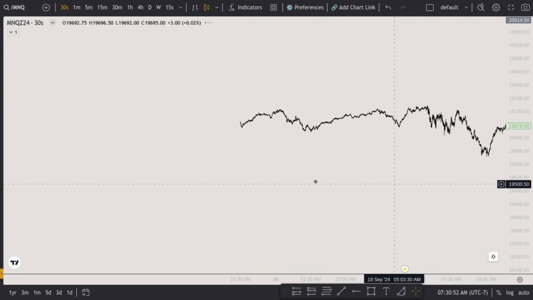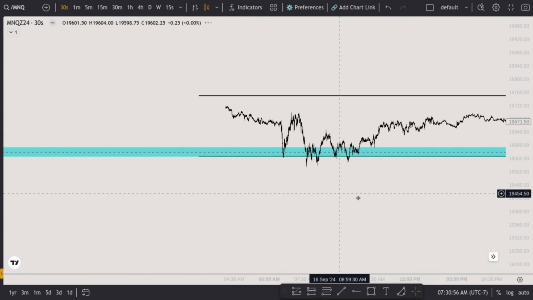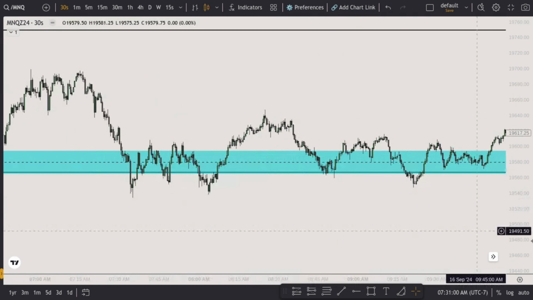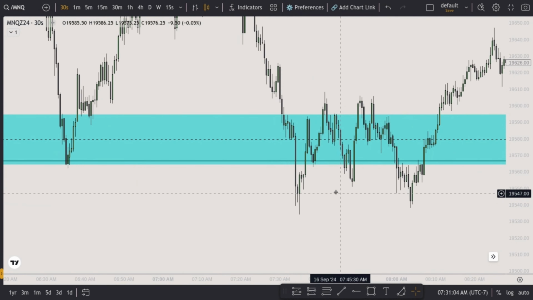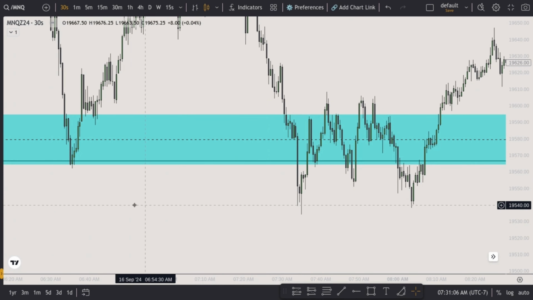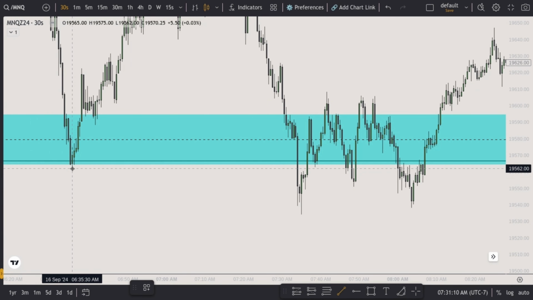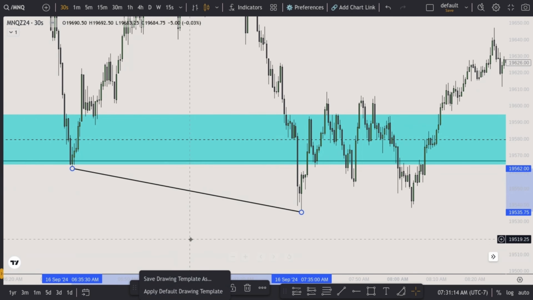Let's see if I can find it. Alright. Right around here. Now, I don't know if we have an SMT, but most probably we had an SMT right here. When we have an SMT, it's going to be a stronger probability. So what you always want to make sure is wait for that SMT.